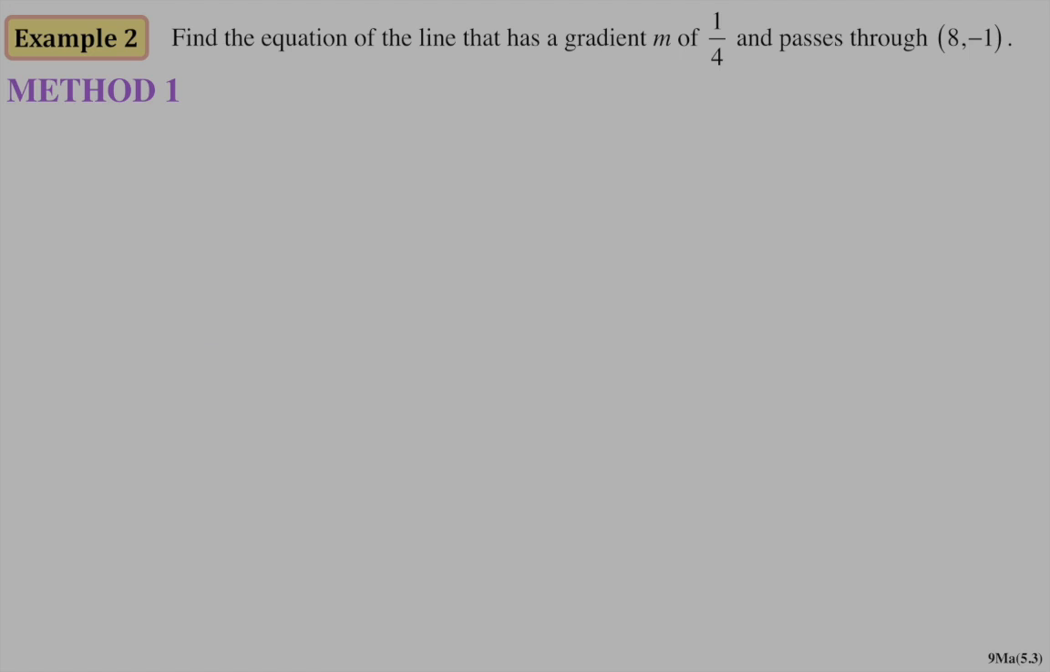Let's go on to example 2. Now there's 2 ways we can do example 2. So let's have a look at each method here. Find the equation of the line that has a gradient, m, or slope, m, of a quarter. And it's got to pass through 8, -1. Well, the first method is use m equals a quarter. Remember, m is rise over run, we know that. But we know it goes through 8, -1. That's a point. So that is an x value and that's a y value on my graph.